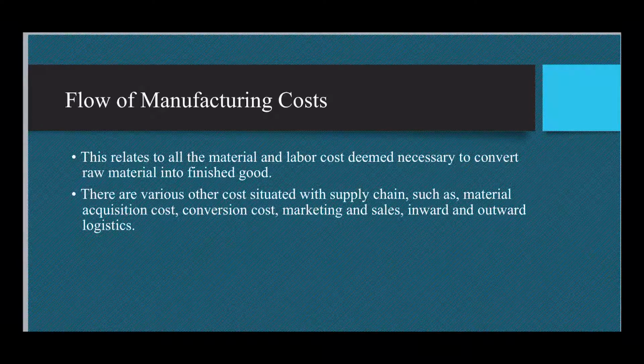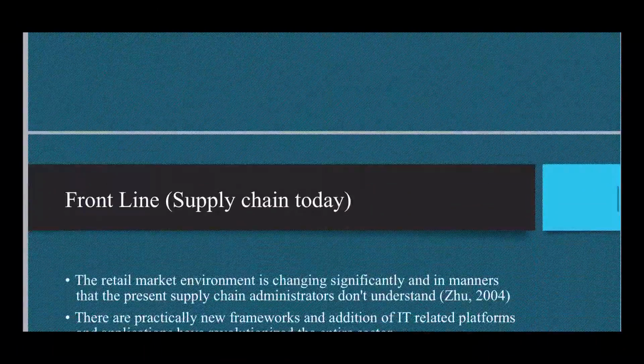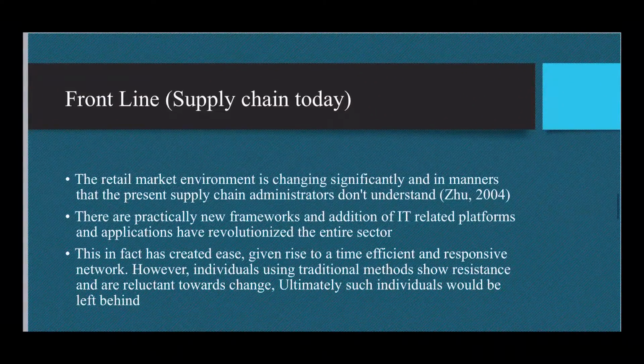Now we come to the next part, in which I'll tell you about flow of manufacturing costs. This relates to all the material and labor costs deemed necessary to convert raw material into finished goods. There are various other costs situated with supply chain, such as material acquisition cost, conversion cost, marketing and sales, inward and outward logistics.